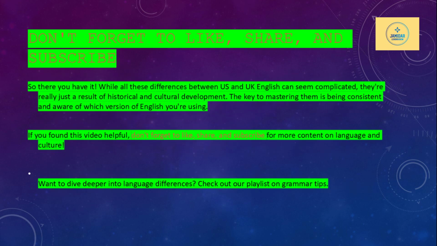Here are a few common Australian English phrases you may hear frequently. How's it going? Means, how are you? She'll be right. Means, everything will be fine, no worries. No worries. Means, it's okay, don't worry about it. Fair dinkum. Means, honest or genuine. Give it a whirl. Means, try something. And good on ya. Means, well done.